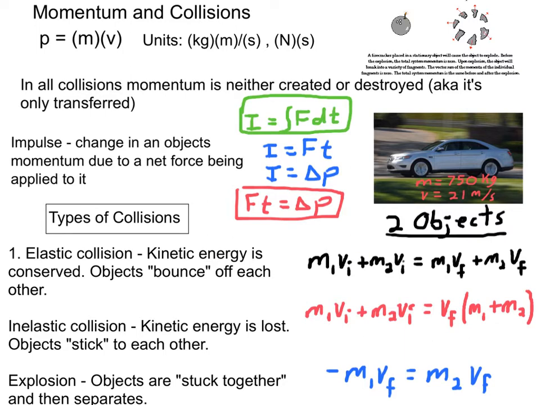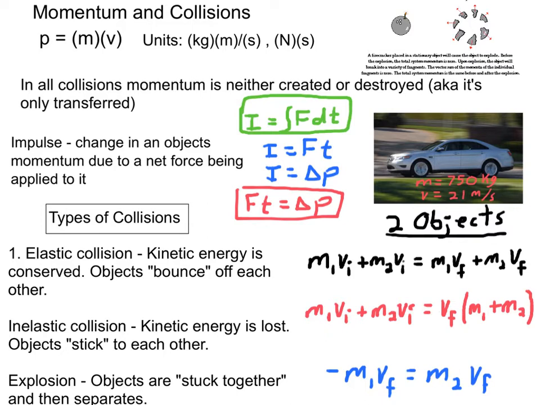Equations for each of those you'll see over here. I would like to point out that the other bottom equations are really a derivation of the elastic one. The elastic is very basic. It's momentum of the first object before the collision plus momentum of the second object before the collision equals the momentum of the two objects added together afterwards.